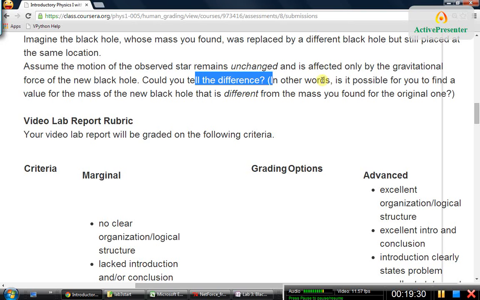So it is actually impossible to have the same motion for the star if the mass of the black hole is changed and only gravitational force is acting on it. Okay, so that completes my report.